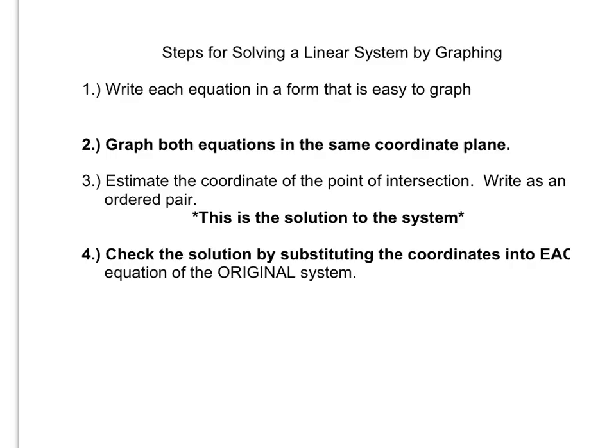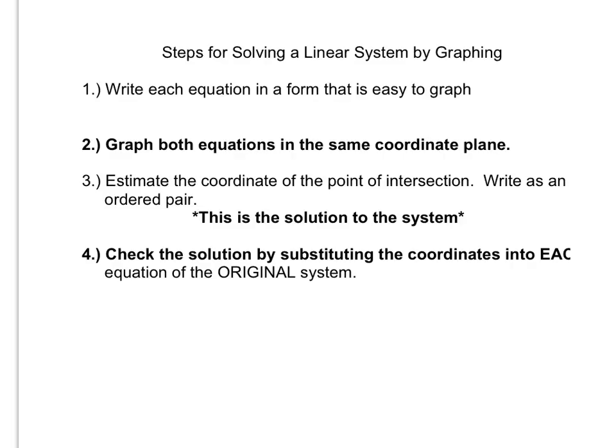I would use the one that you like the best for graphing and write it in that form. Then step 2 is to graph both equations in the same coordinate plane. So I'm going to graph one of the lines and then graph the other line, both on the same coordinate plane. Step 3 is to estimate the coordinate of the point of intersection and write that as an ordered pair. And this is the solution to the system.